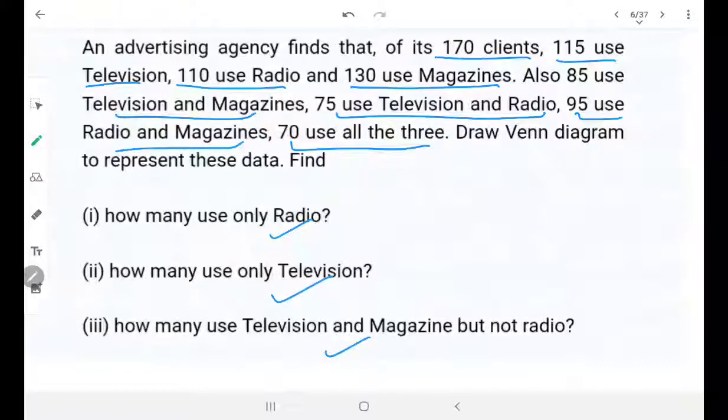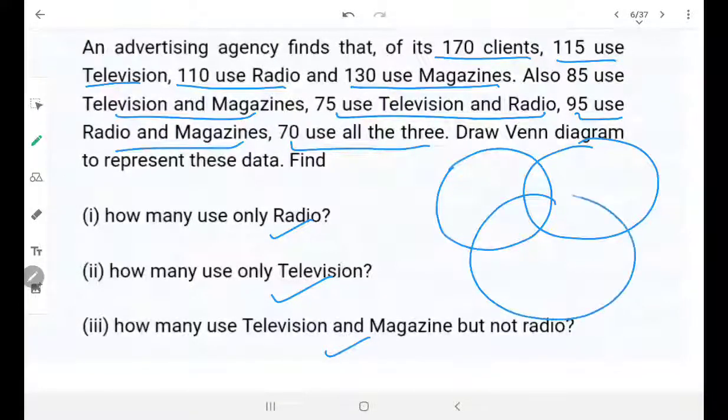See, the way I solved question 1 in this video, exactly the same pattern you have to perform, and you can answer all of your questions. So let's draw that one again. As I told you, always start filling in the common of all three. So this is television, this is radio, and this is magazine. The common is 70. Sometimes it will not be given, so you can assume it like X also. Here it is given, it is 70.